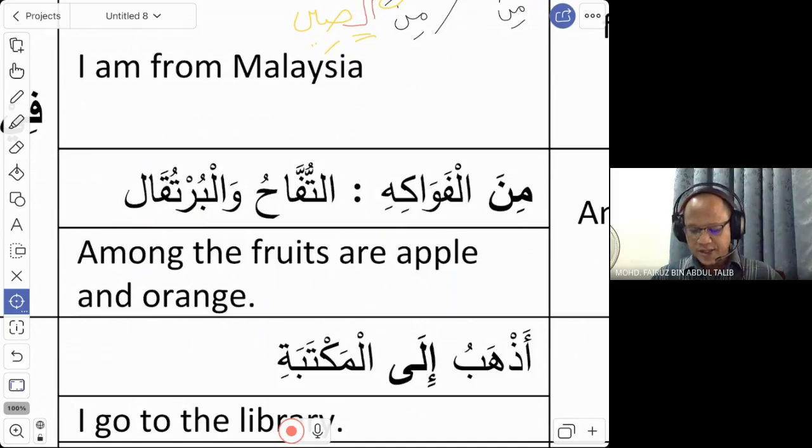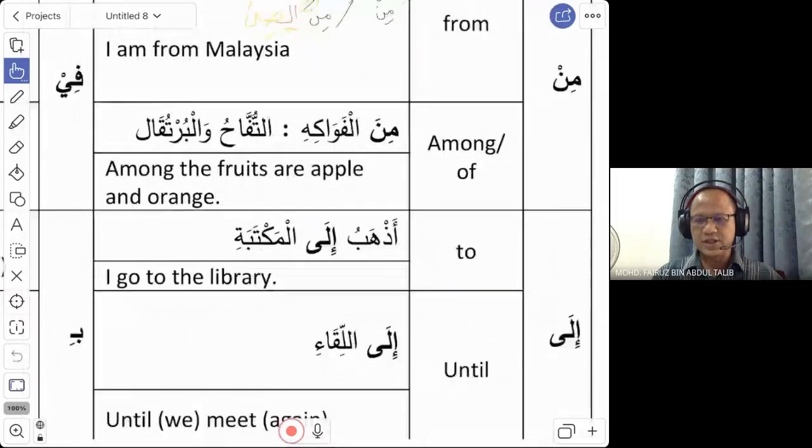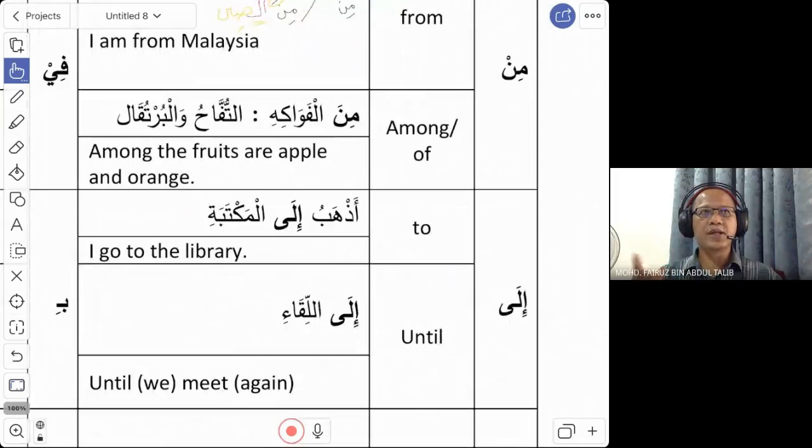So the meaning here is not from. You cannot say from the fruits. So among the fruits, burtuqal and also tufah. Okay, so that is two. These are the two meanings that you will normally see when you have the word min. All right, so that is the first word, which is min. Remember that word, min, from, or min, among.